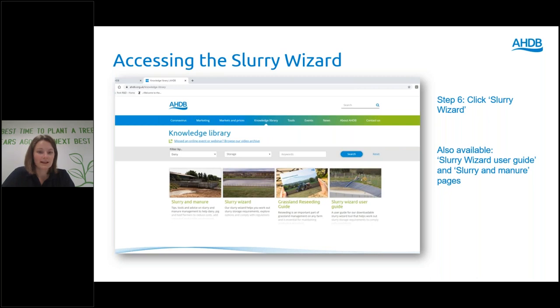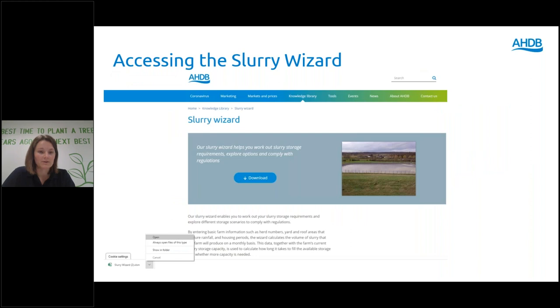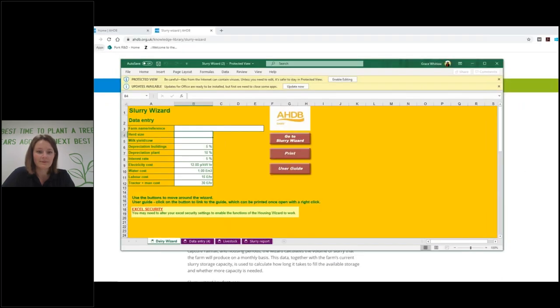Once you get to this point, this will filter down some of the more relevant pages. You will be able to find the Slurry Wizard user guide, as well as the Slurry Wizard. Once you get onto the Slurry Wizard page, there's a bit of information about what Slurry Wizard is, and you just simply click download. An Excel icon will probably appear on the bottom left of your screen, maybe on the top right for Apple computers. Then you just select open. This will open up your Excel spreadsheet. I'm now going to hand you over to David, and he's got some examples of how we use the actual tool itself.